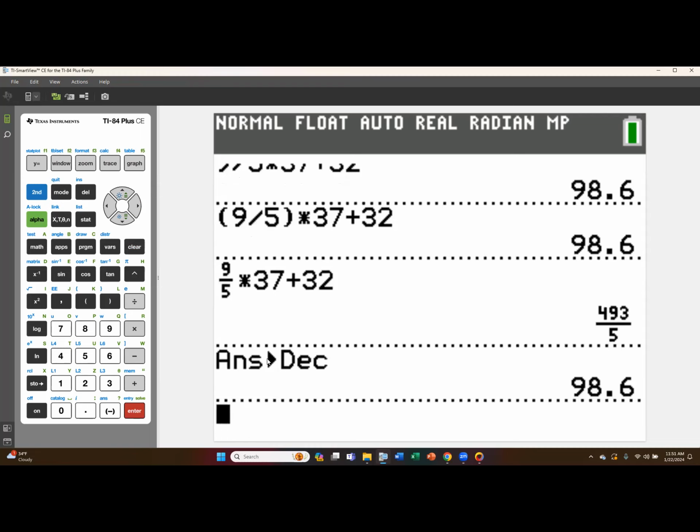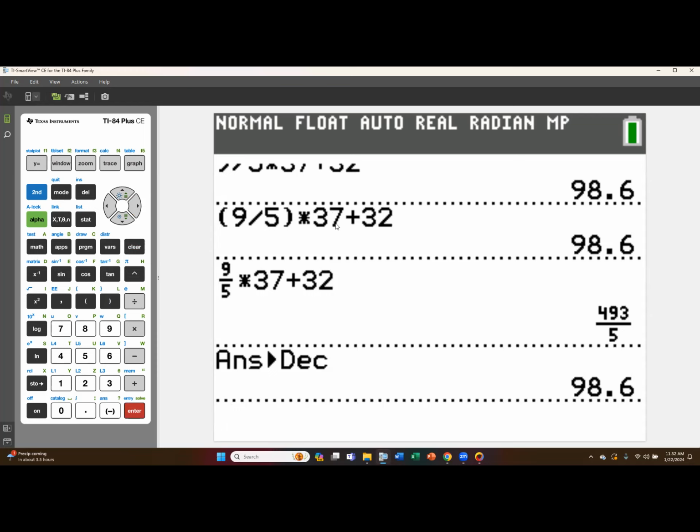Take that output, go to the math menu, and number two, convert that to a decimal. So in each one of these, I took an input of 37 degrees and multiplied that by the fraction 9/5, and then added 32 to that result. So I took the input 37, did a mathematical calculation on that input, and got an output. And my output is 98.6.